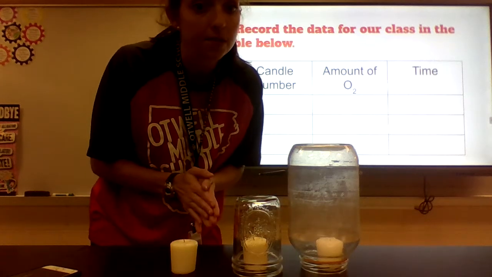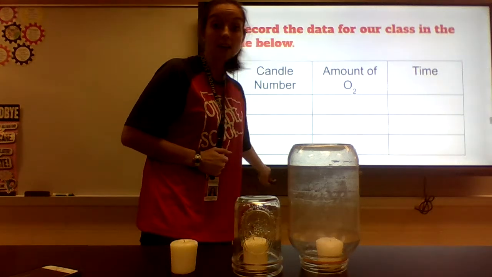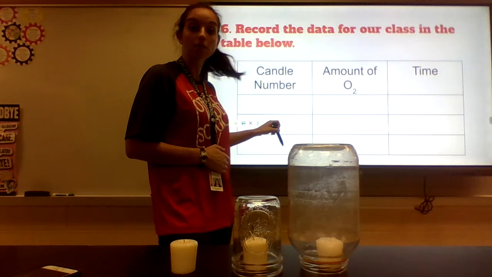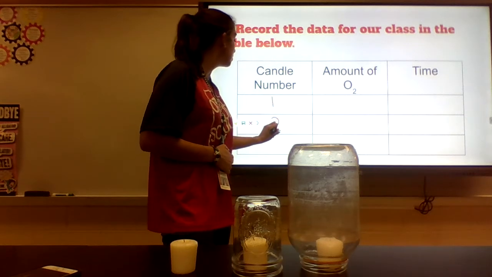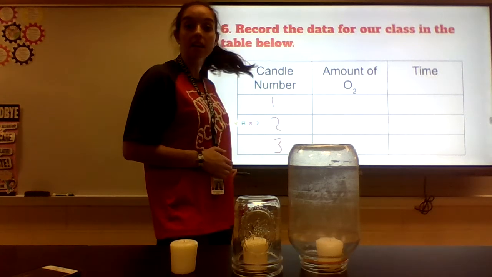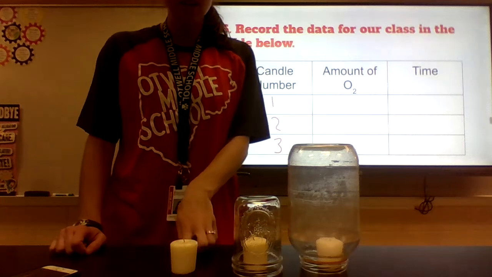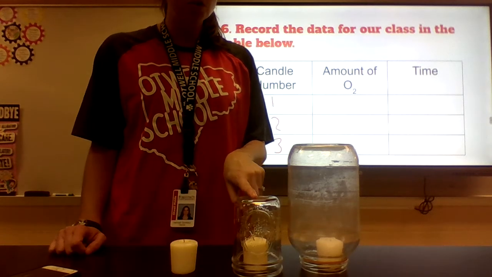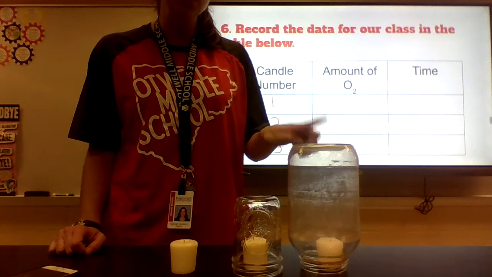All right, so first things first, we're going to copy the candle numbers right here. All you're going to do in your data chart under candle numbers is just write 1, 2, and 3, and that is representing candles 1, 2, and 3. This is candle 1 with no jar. This is candle 2 with a very small jar, and this is candle 3 with the big jar.